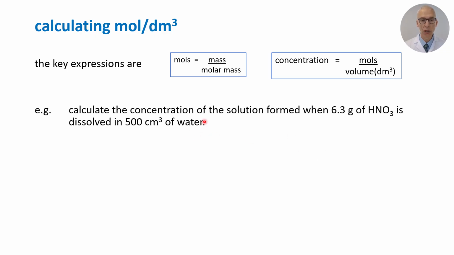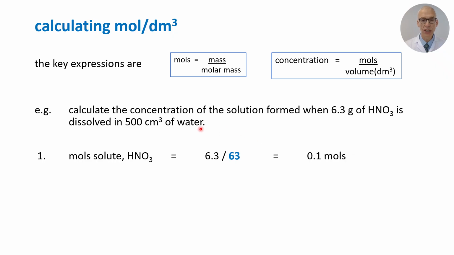So let's take an example. Calculate the concentration of the solution formed when 6.3 grams of hydrogen nitrate is dissolved in 500 centimeters cubed of water. So I'll walk you through this. The moles of solute would be 6.3 divided by 63, which is the molar mass of hydrogen nitrate. 1, 14, and 3 times 16 comes to 63. So we have 0.1 moles.